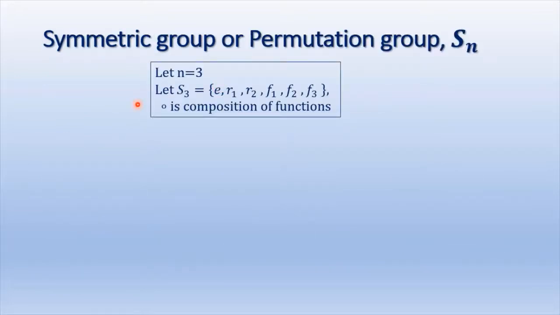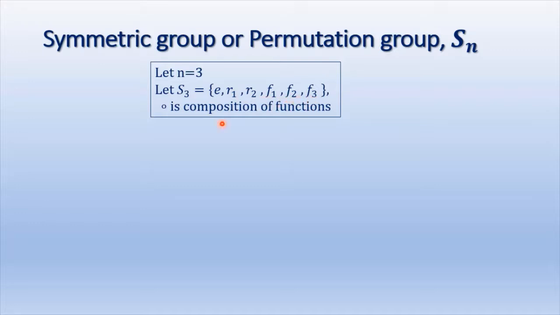Take n equal to 3 and we are having a set capital A with 3 elements 1, 2 and 3, and the set S3 contains the set of all one-to-one onto functions from that set A onto itself. And in functions, we can do an operation called composition of functions. So as mentioned earlier, this S3 contains 6 elements: E, R1, R2, F1, F2 and F3.